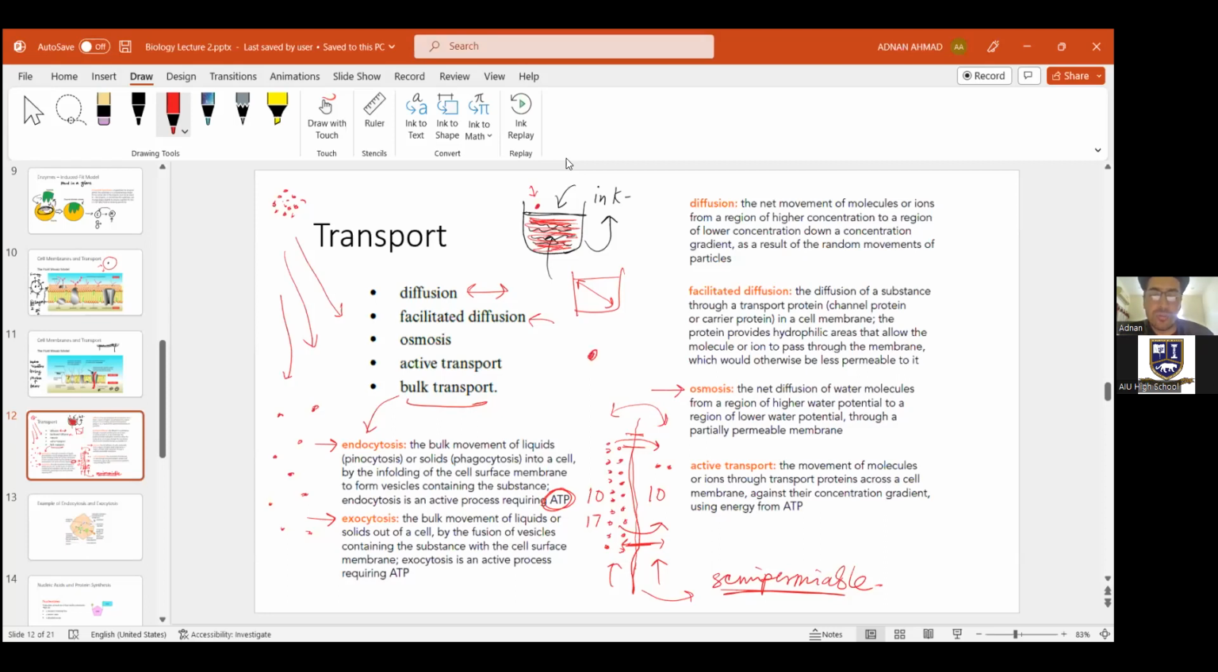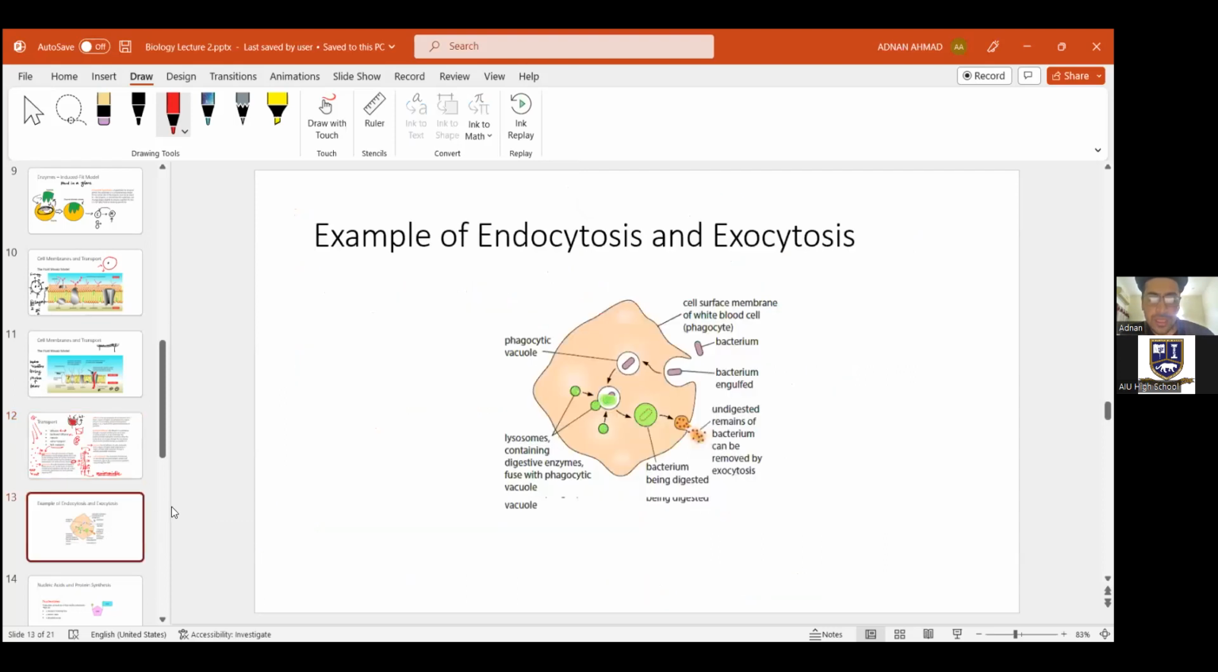For example, we have a huge molecule, or a bacterium, that is being engulfed by a cell. This process is called endocytosis. Something is going inside the cell. And exocytosis means getting out of the cell. Exo means out, and endo means in or inside. So I have attached this picture which will elaborate endocytosis and exocytosis, and it will be 100% clear to you guys.